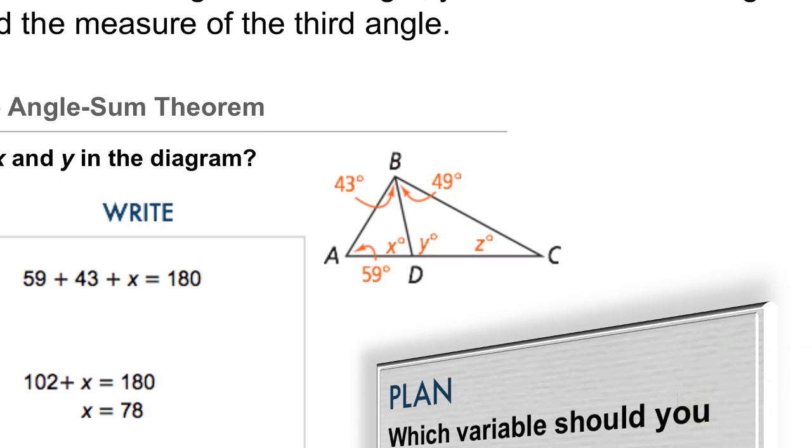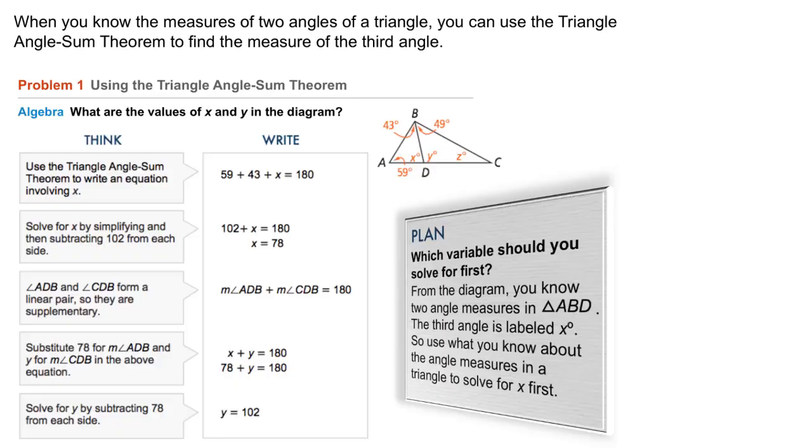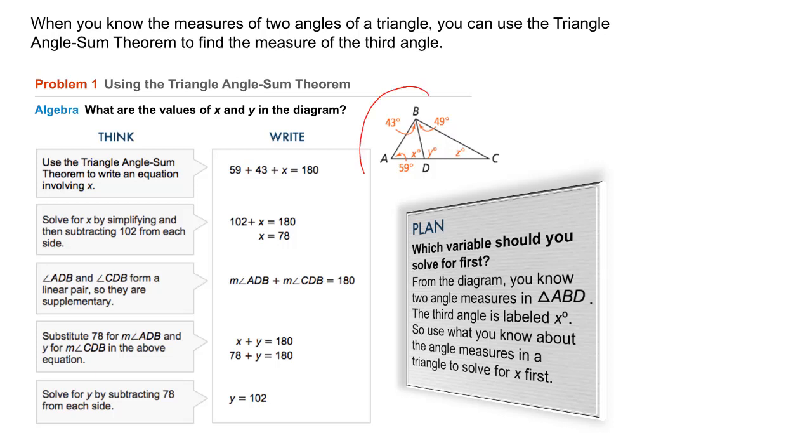So what I notice is in triangle ABD, I have to zoom out to use the pen tool here. In triangle ABD, we know two of the three angle measures. And we know that all three angles must add up to 180. So we can set up the equation, 59 plus 43 plus x equals 180, and then solve for x. So x is 78.